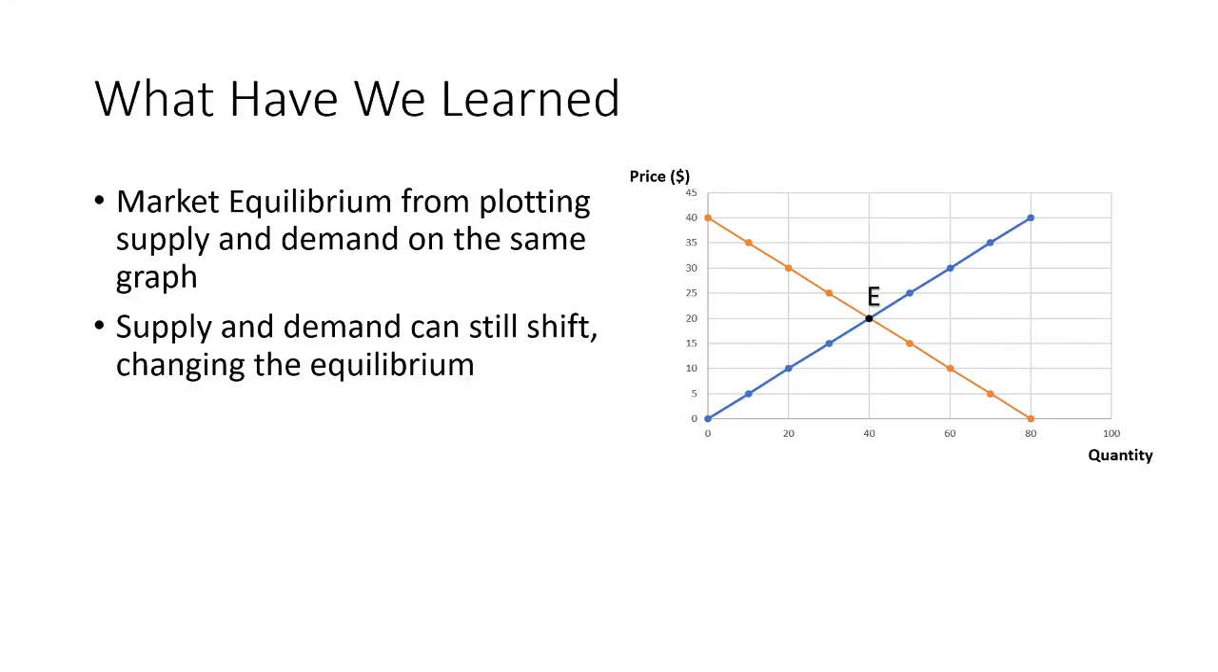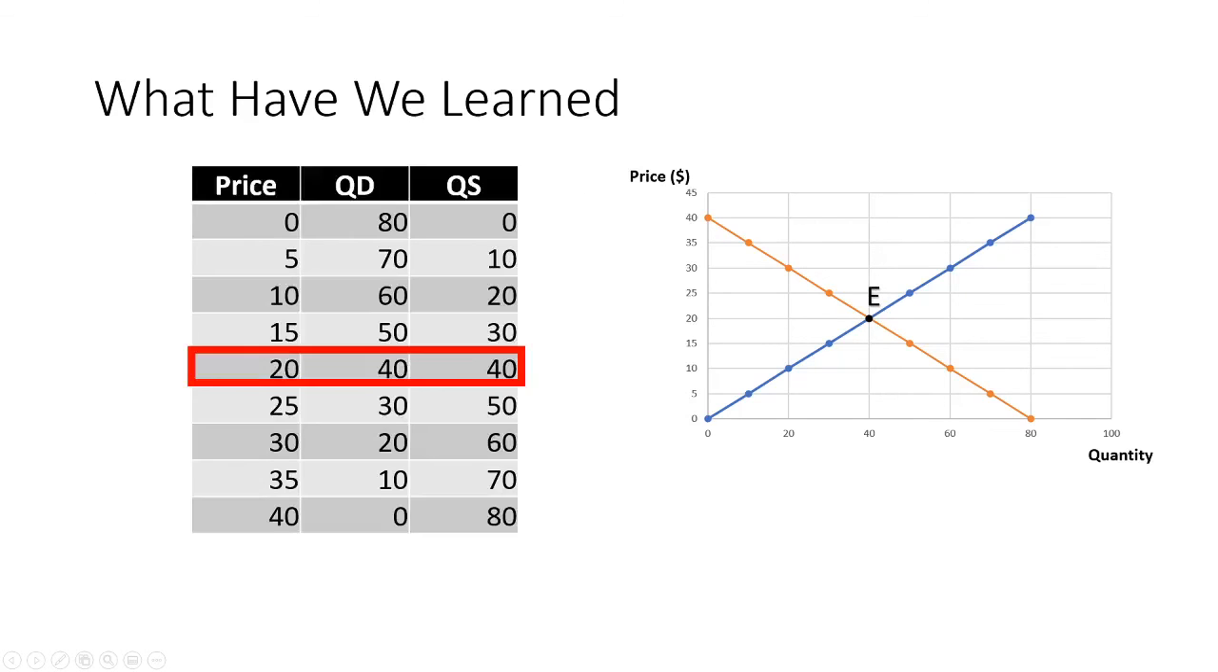We also looked at how to calculate market equilibriums. We can do this by plotting what comes in your demand and supply schedule on the same graph and finding where they intersect. The intersection is the equilibrium. Or you can look at the demand and supply schedules and find where quantity demanded equals quantity supplied. That price and quantity are your equilibrium.